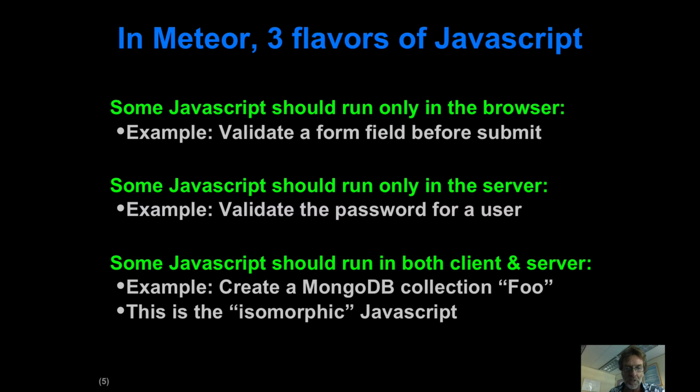a very fancy word for something that's not really that complicated at all. In Meteor, because you have JavaScript running on both client and server, there's really three different scenarios that you have to be thinking about as you develop your app.